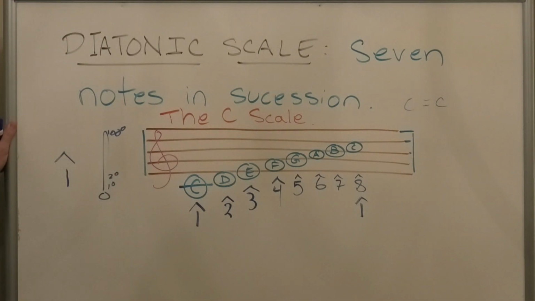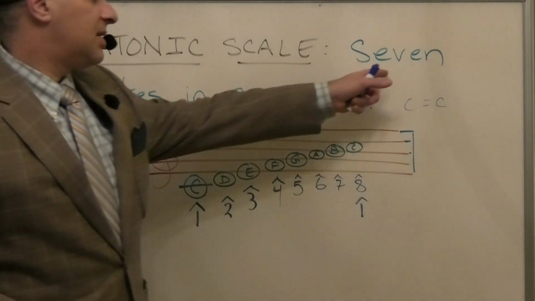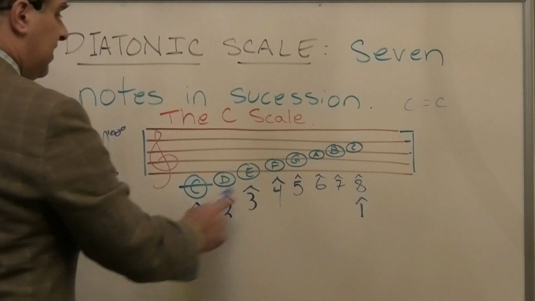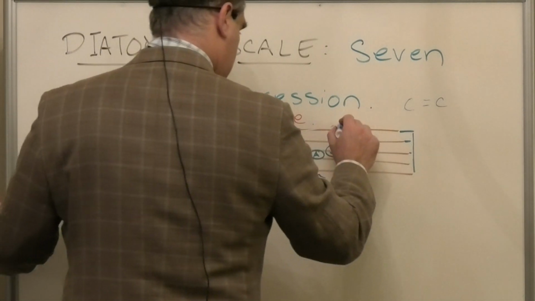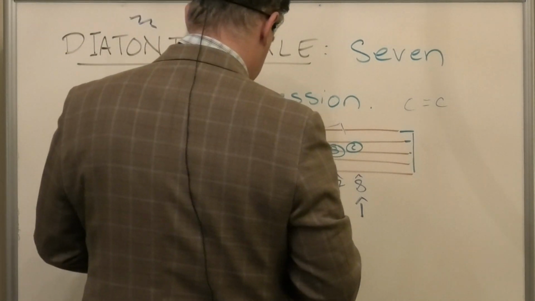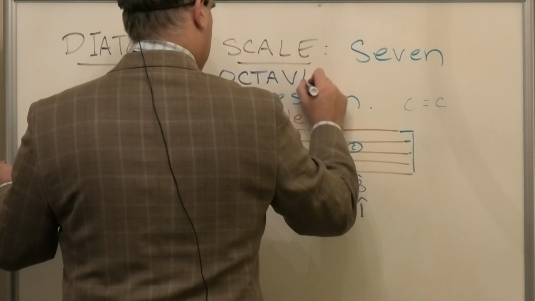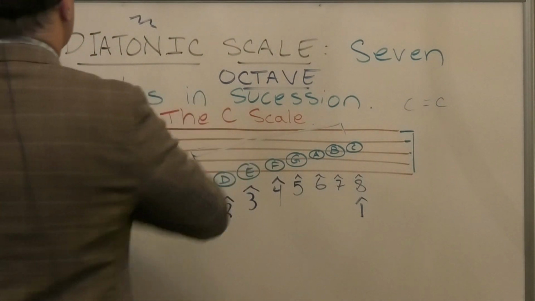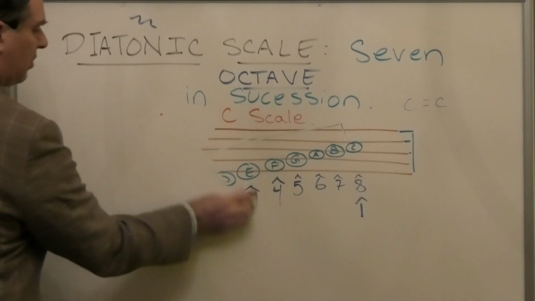We good? So that's a diatonic scale. If I ask you what's a diatonic scale, you're going to say 7 notes in succession from one note to its octave. Now, from C to C is called an octave, okay? From here all the way up to there is an octave. An octave is 8 notes above the other note in the scale. 8 diatonic notes.